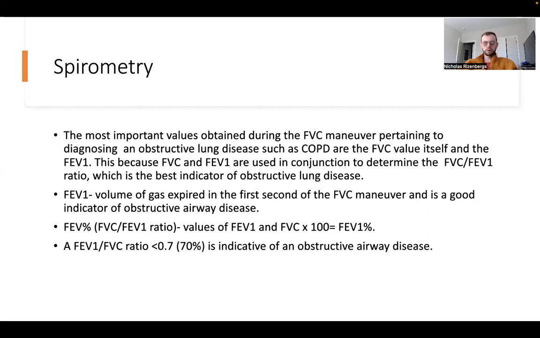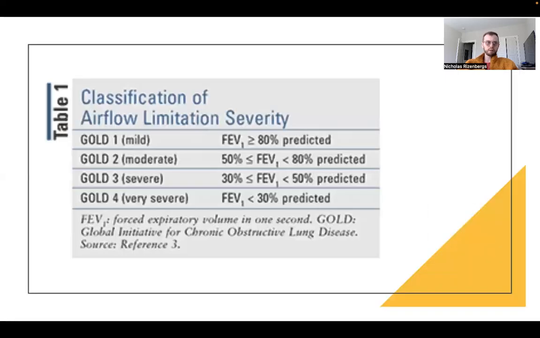For the values, you do the FEV1 divided by FVC times 100, and that will give you the FEV1 percentage. If you get an FEV percent, or an FEV1/forced vital capacity ratio, of less than 0.7 or 70%, because that's how you get that 70% with the times 100, that's going to be indicative of an obstructive airway disease. So a key factor you're looking for is, are they getting a ratio higher than 70% or lower than 70%?